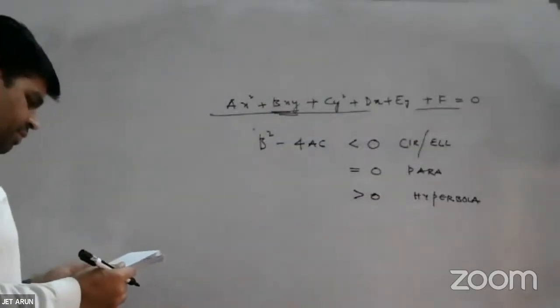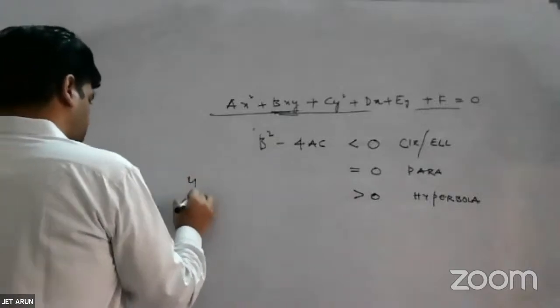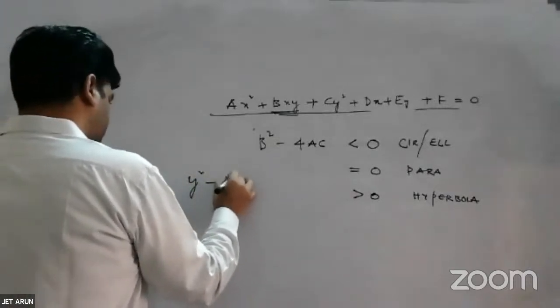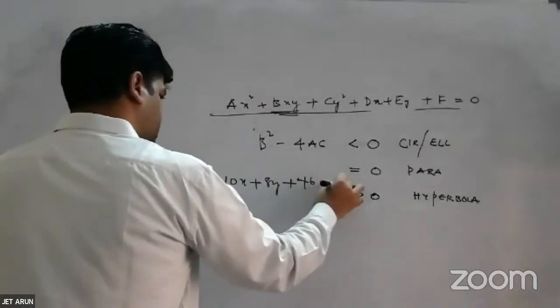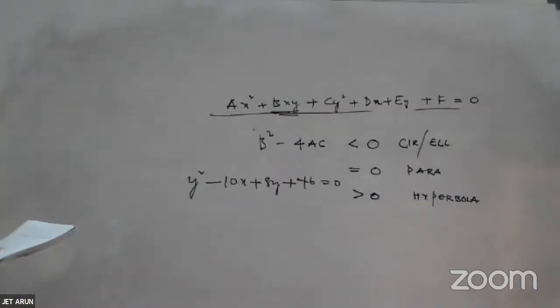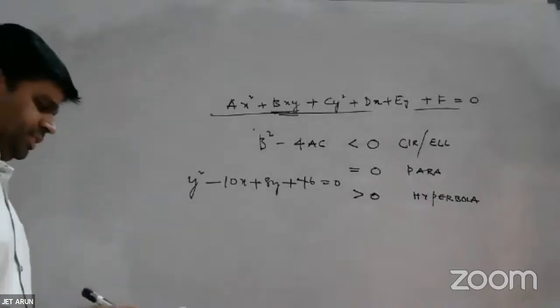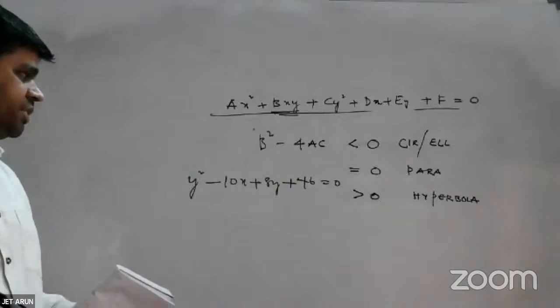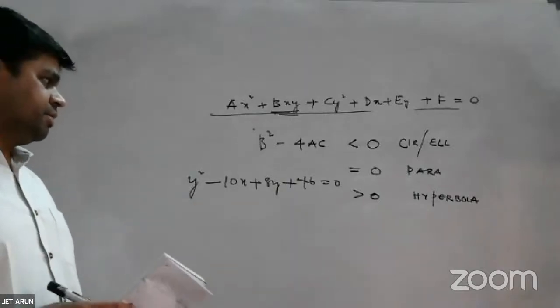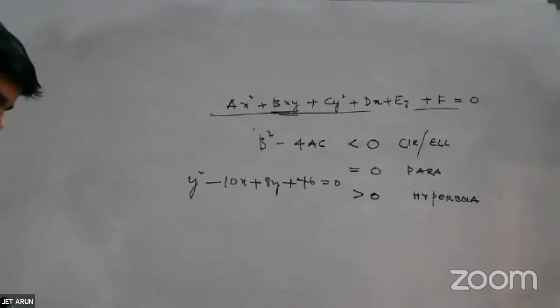Think about it. y square minus 10x plus 8y plus 46 equal to 0. Sir, is it 46? Yeah, 46. But we have nothing to do with F. All I have to think about is A, B and C.